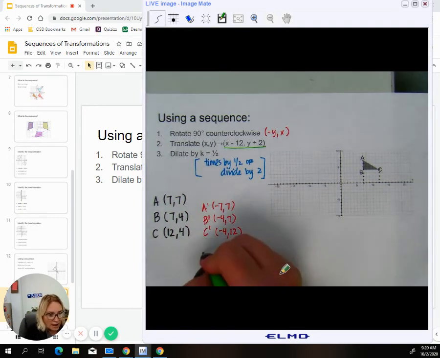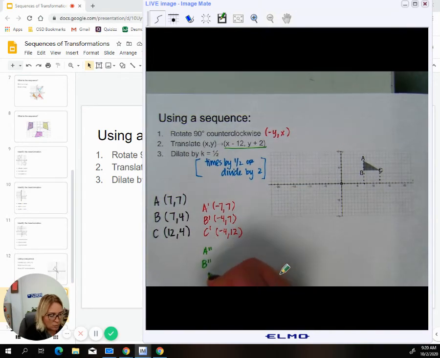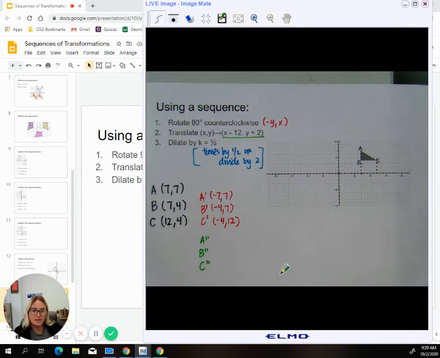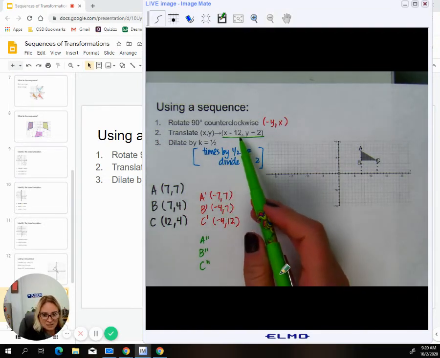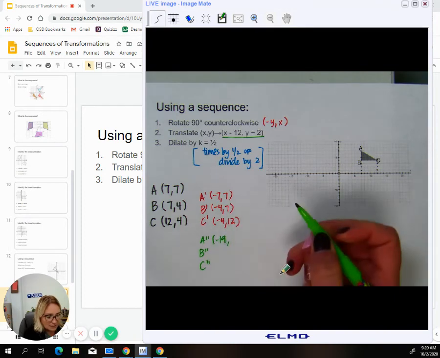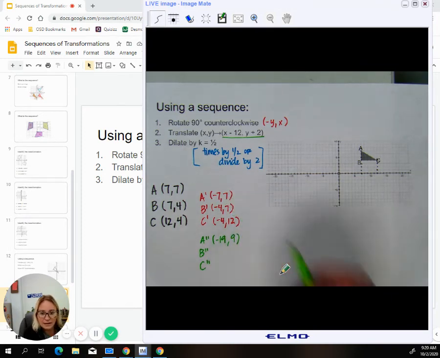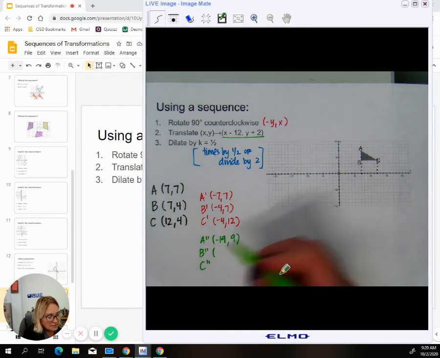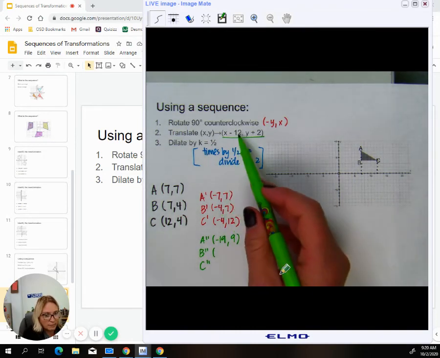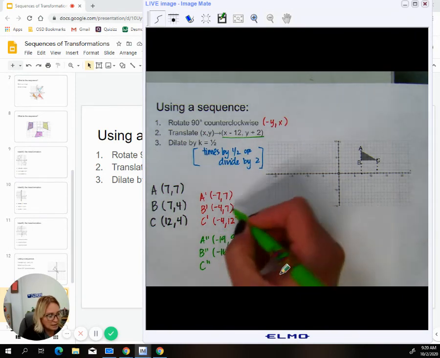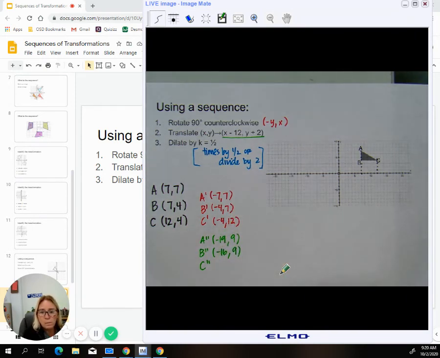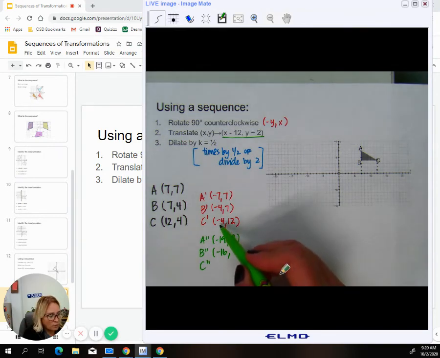Okay, so now I am going to do my double prime, which is my translation, where it tells me I'm taking my x value and subtracting 12, my y value and adding 2. So negative 7 minus 12 is actually negative 19, and 7 plus 2 is 9. Then I have this next one. It is going to be negative 4 minus 12 is negative 16. 7 plus 2 is 9. And the last one, negative 4 minus 12 is negative 16, and 12 plus 2 is 14.